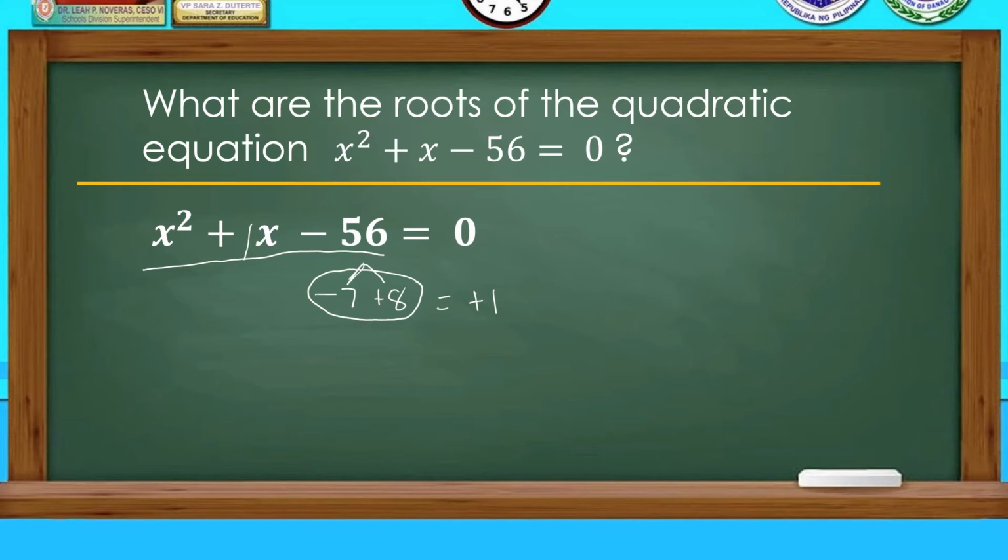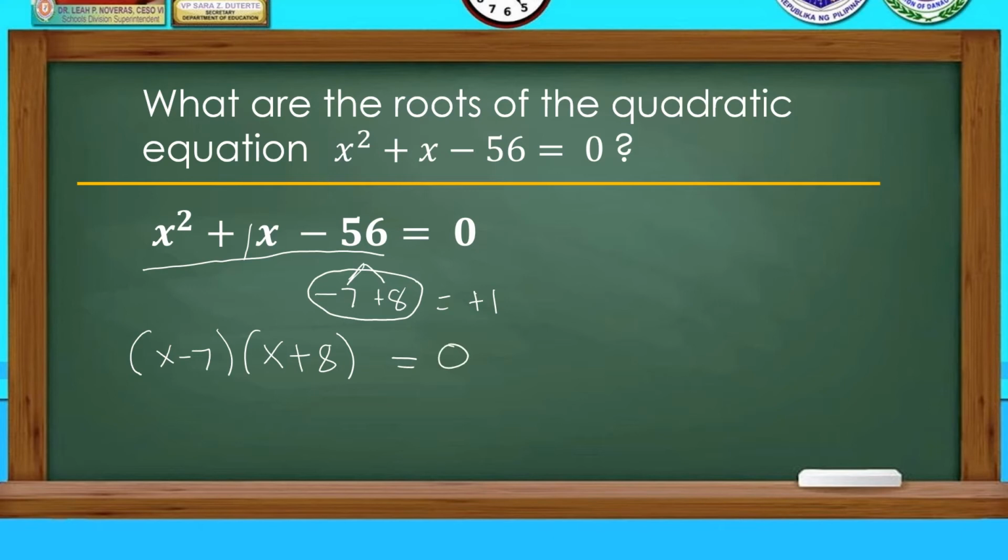Then if we add these two factors, this is equal to positive 1. What is the rule? We are combining unlike signs, so we copy the sign of the bigger number, then subtract: 8 minus 7 is 1. So the factors of the expression x squared plus x minus 56 are x minus 7 and x plus 8, equals 0.